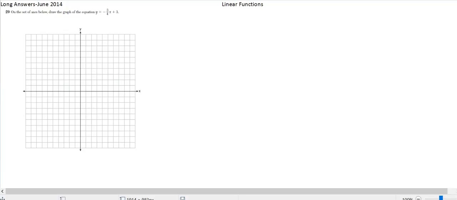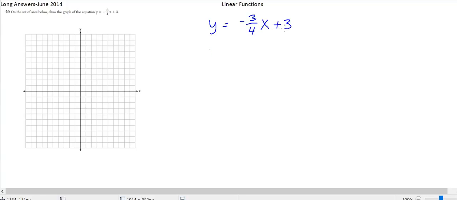There is a second part of the question which we are not going to do in this video because it's not related to the topic of drawing graphs of equations. So let's graph this equation. We have y equals negative 3/4 x plus 3.